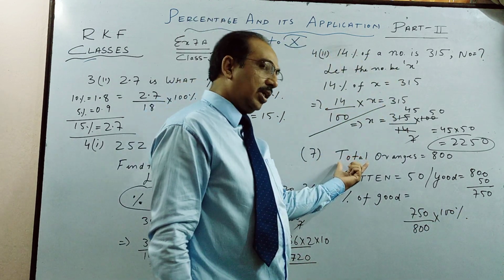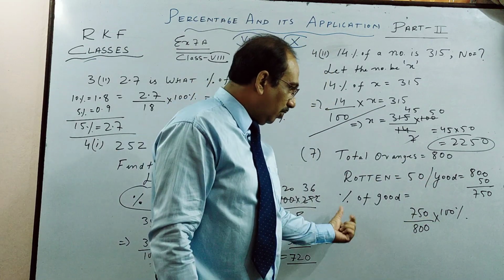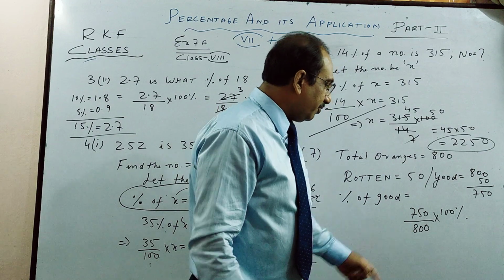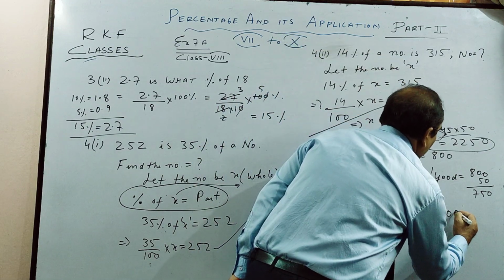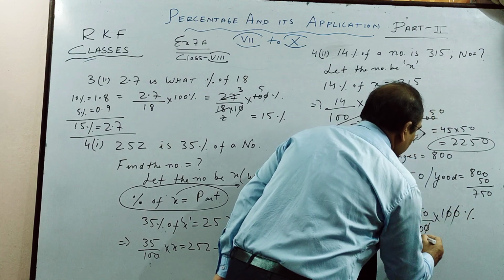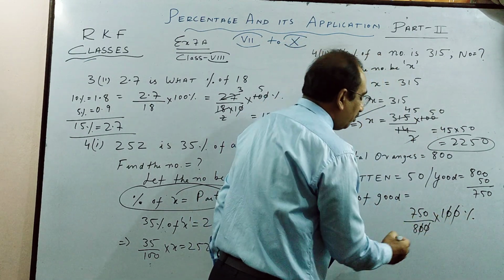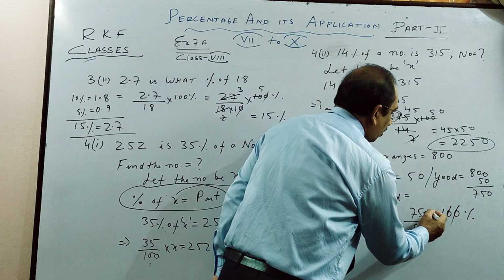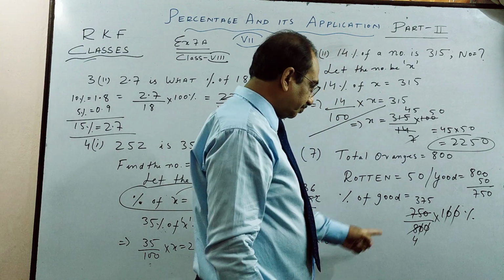Once more, good oranges are there, rotten you subtract, you get good oranges. What is the percentage of that? 750 by 800 into 100%. Now we cancel the zeros. So finally we get 750 by 8. Again you cancel by 2, 4, and this will become 375.